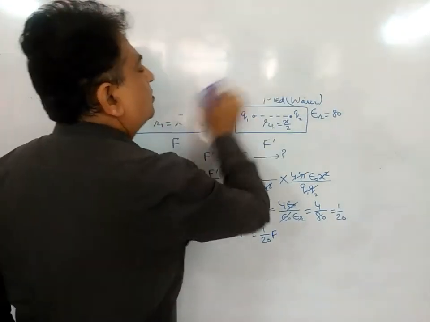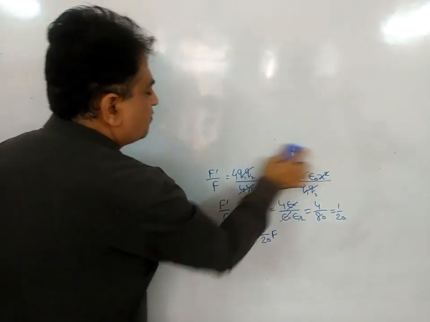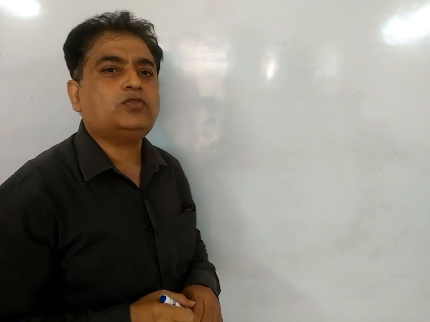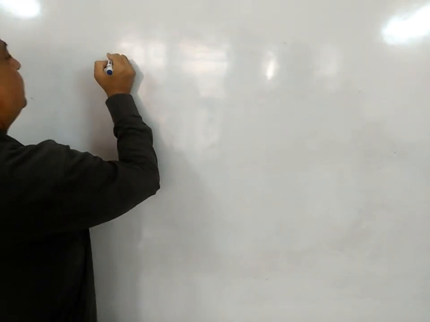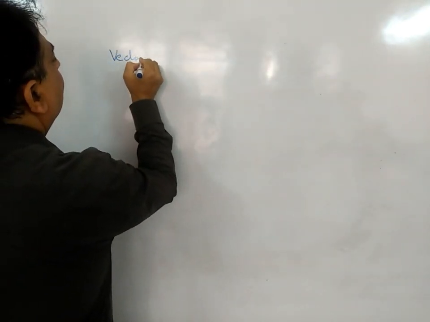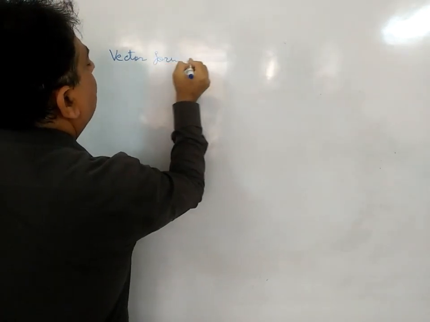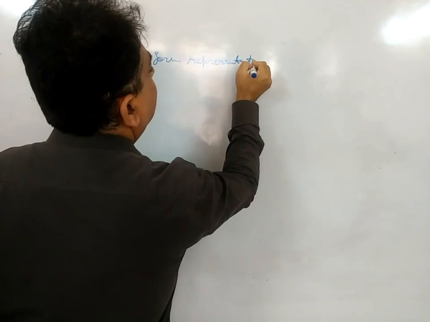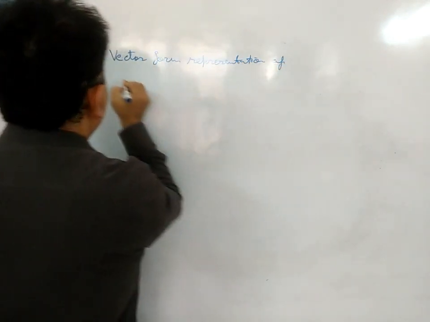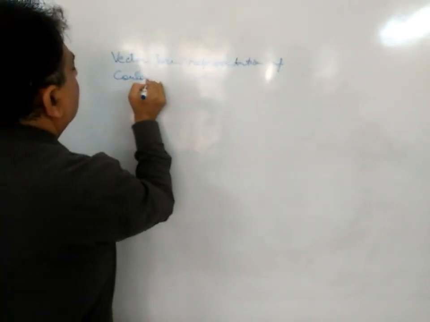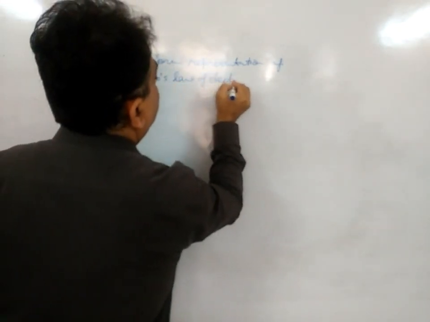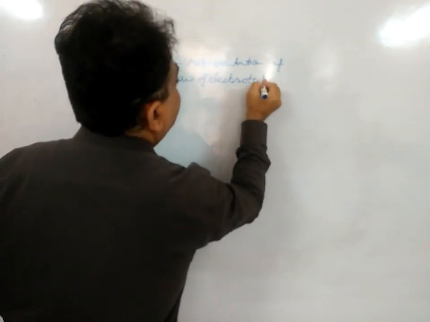Now we start the next topic, that is vector form representation of Coulomb's law of electrostatic force.